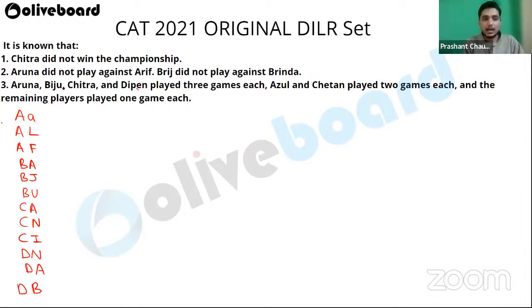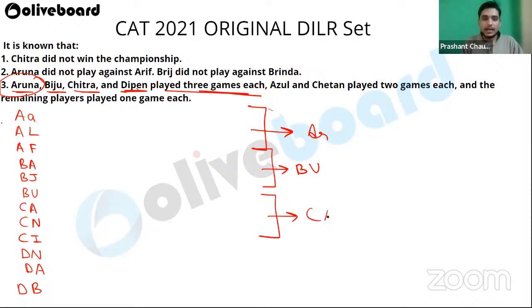Now, what is being given? Aruna, Biju, Chitra, and Deepen played 3 games each. Now, what does that mean? That means if Aruna is the only one from the A group that played 3 games, she is the one who is in the semi-finals, coming from the A group. So this should be Aruna. Exactly. So again, from the B group, that should be Biju. From the C group, that should be Chitra, that is CA. From the D group, that should be Deepen, right? I don't think that any one of you is having any confusion about these 4, right? This is Aruna, so that means double A.